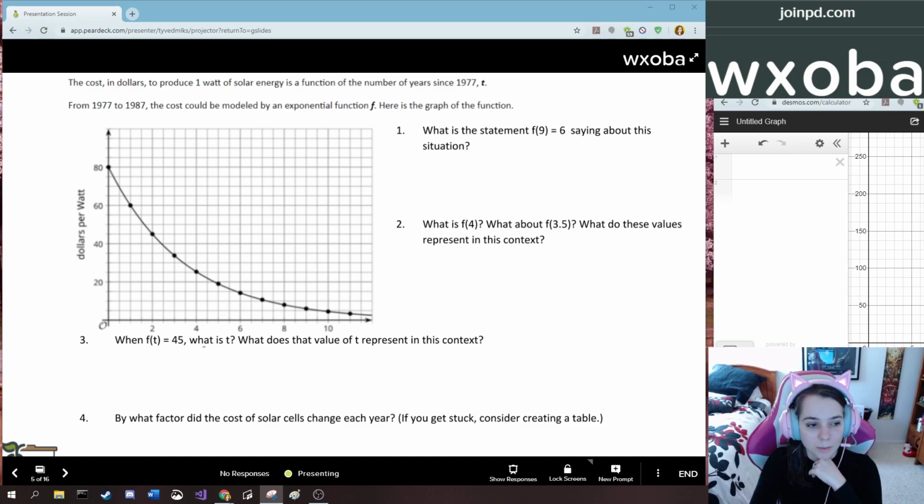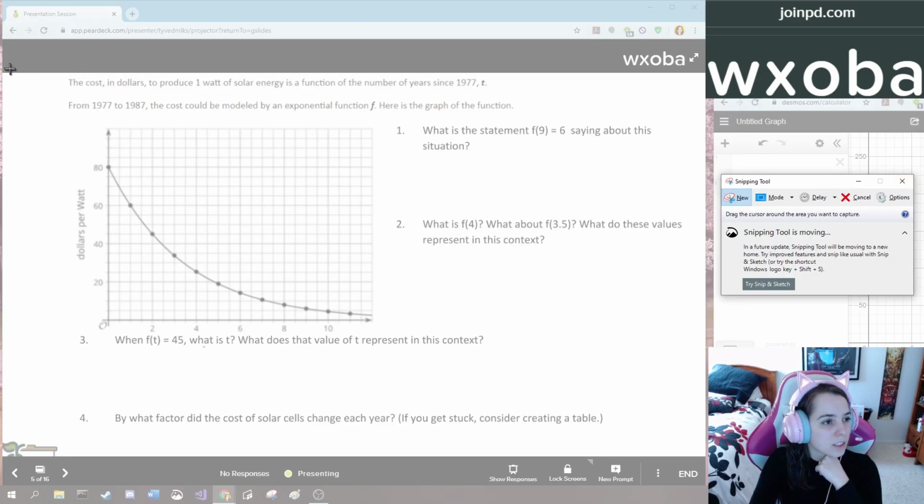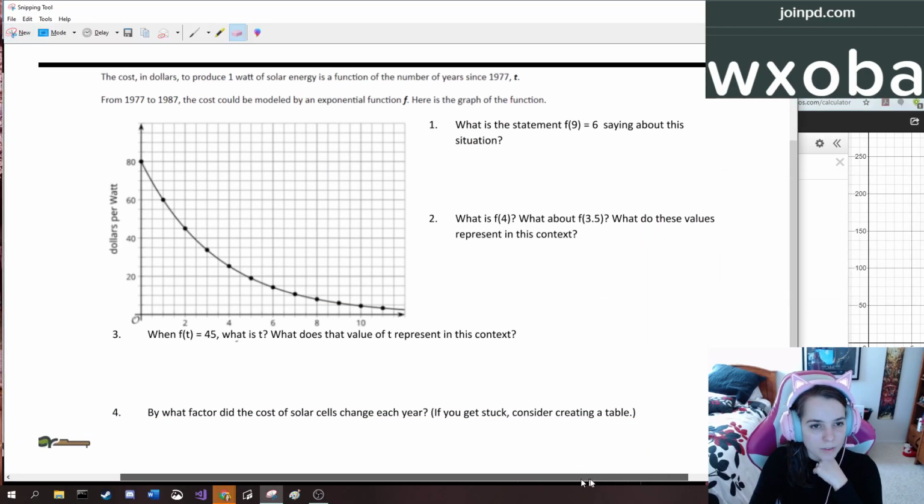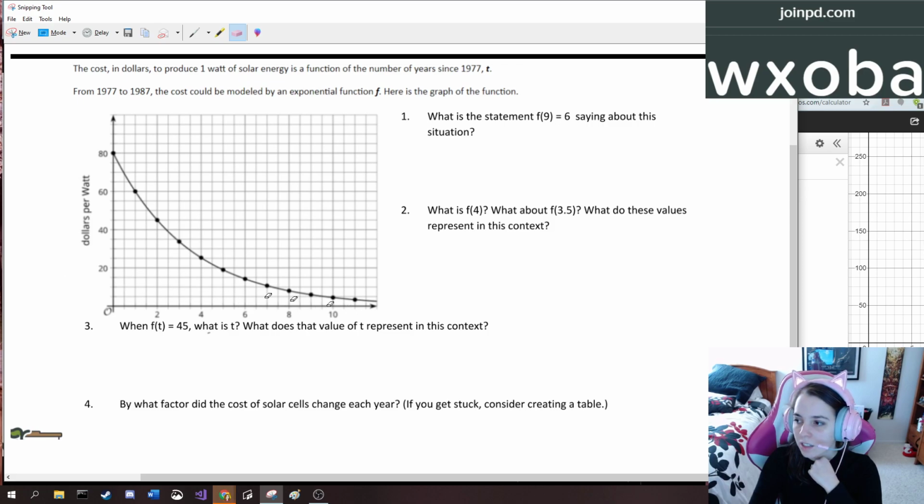Okay, so last lesson, when we were discussing functions, if this is a function of years, that means the years is going to be our horizontal axis, and the dollars is going to be our vertical, because the dollars is a function of years. Okay, and the number of years since 1977. So this is our starting point. So when t is 0, it's going to start at 1977.